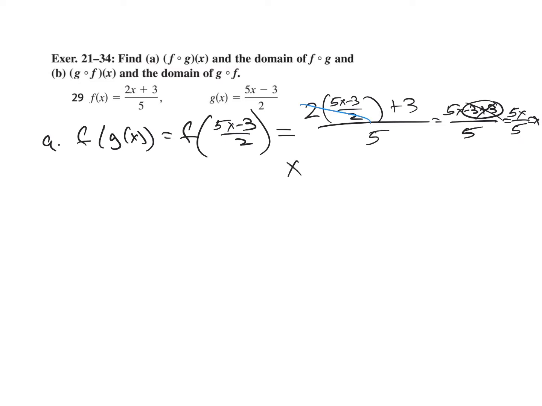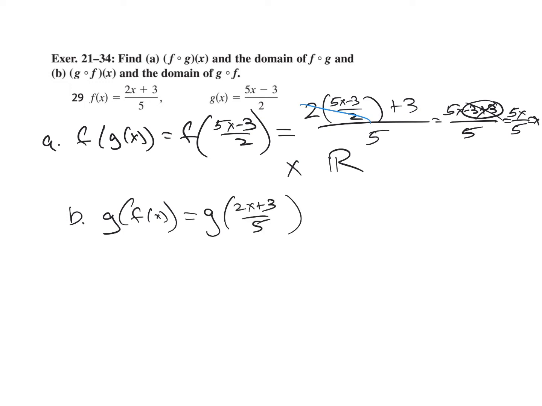All right, so what is our domain here? Well, we don't have any variables in our denominators, so this is all real numbers for number 29. All right, let's look at B. Now we're doing g of f of x. So g of (2x plus 3) over 5. All right, so now g of x is 5 times (x minus 3) over 2. So we plug in (2x plus 3) over 5, and the 5's reduce out.